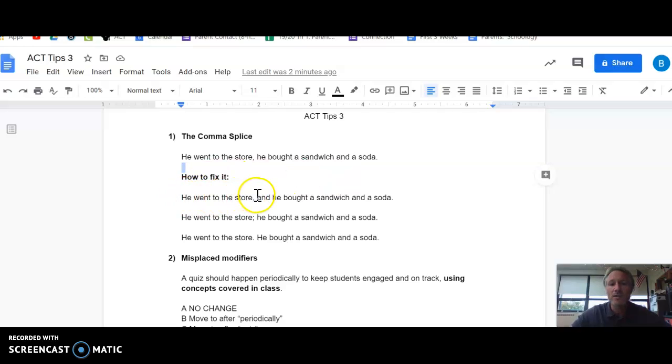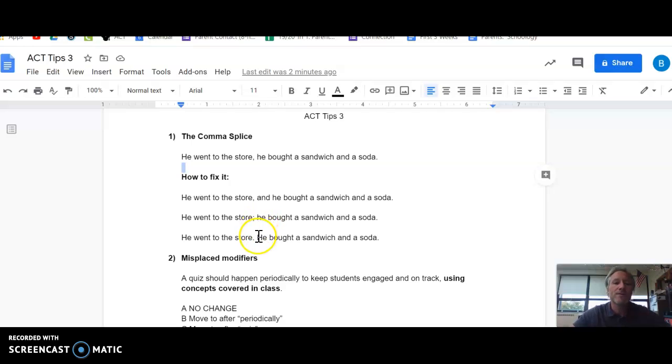You can say he went to the store and keep that comma, but you've got to add a conjunction like and. He went to the store, and he bought a sandwich and a soda. You can just put a semicolon there. We talked about this in an earlier ACT tip video. He went to the store; he bought a sandwich and a soda. Notice that the he after the semicolon is not capitalized.